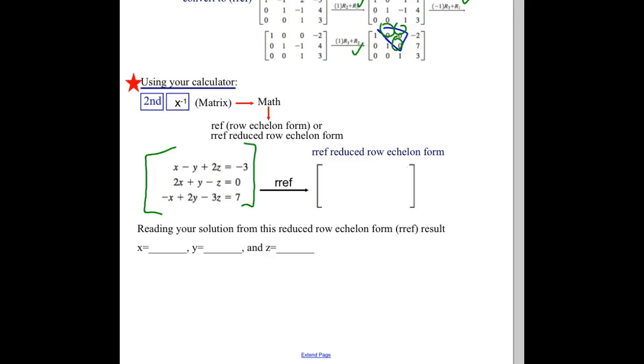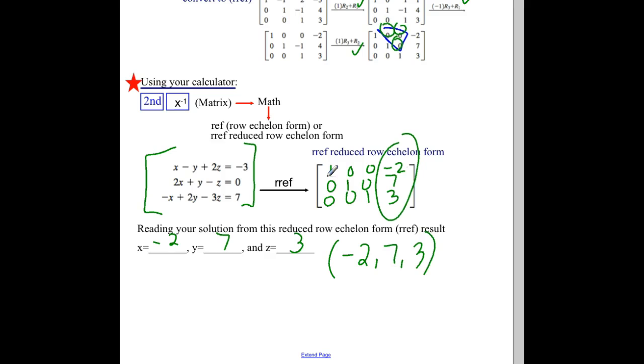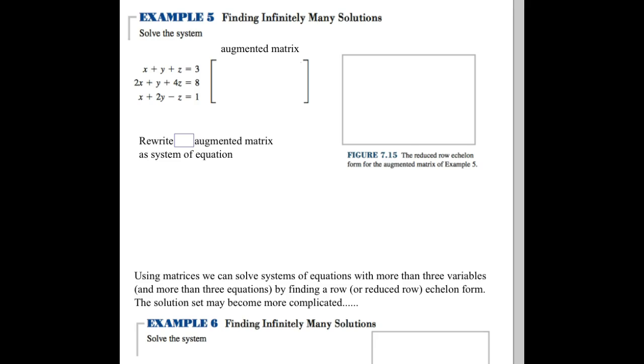All right, and those are the same answers we got in our last example, right? So from this, we know that x has to be -2, y has to be 7, and z has to be 3. You're getting your answers right from that last column. Again, we would still write it as an ordered triple for our final answer. We're going to do one more really fast. Go ahead and write the augmented matrix for this system.